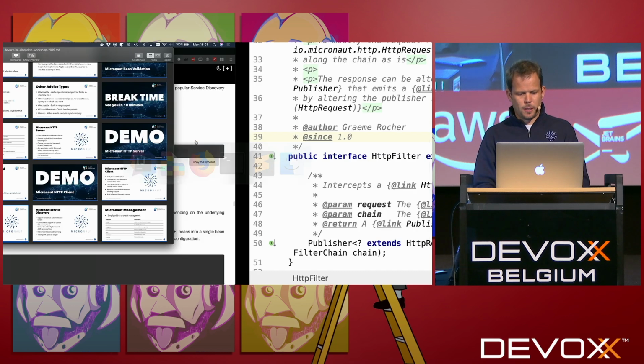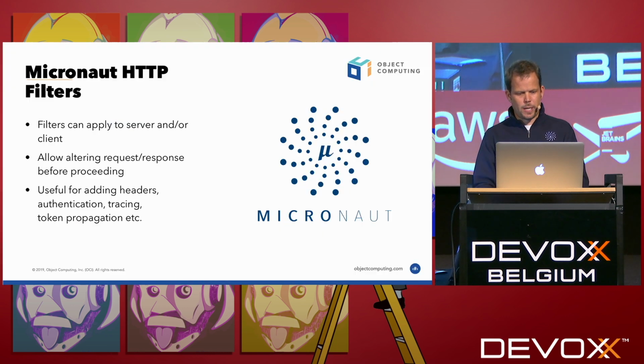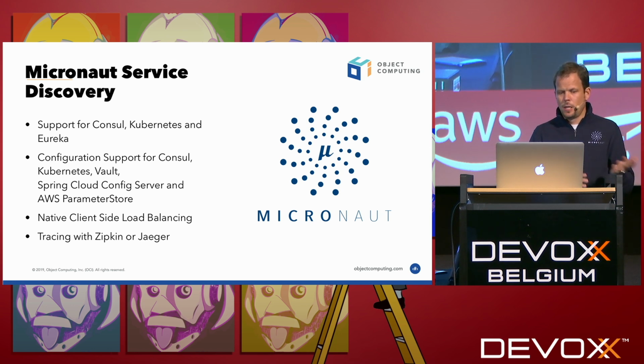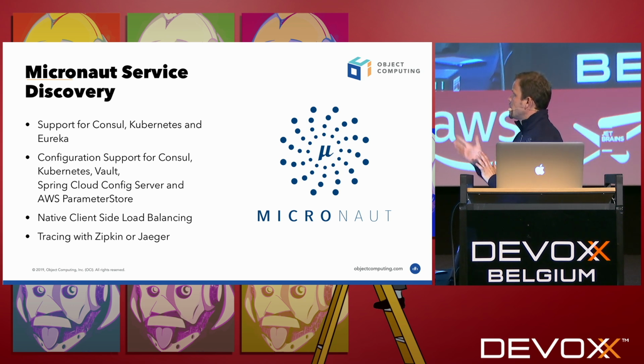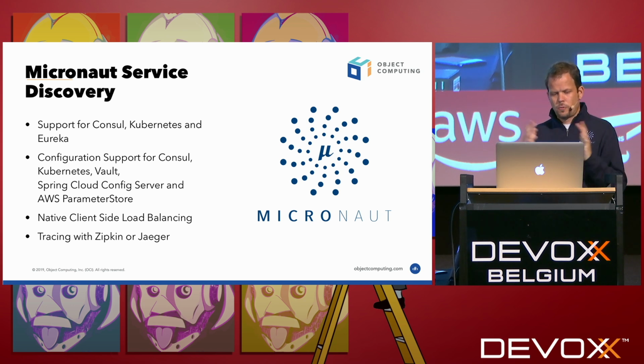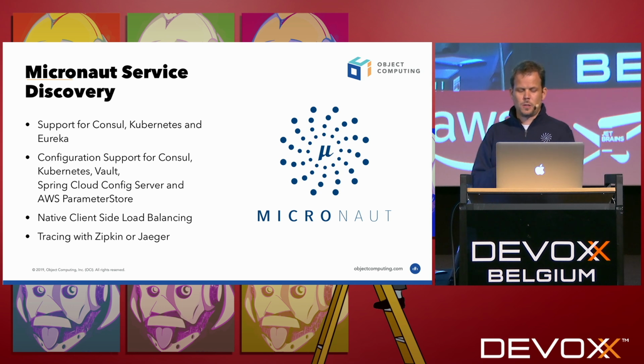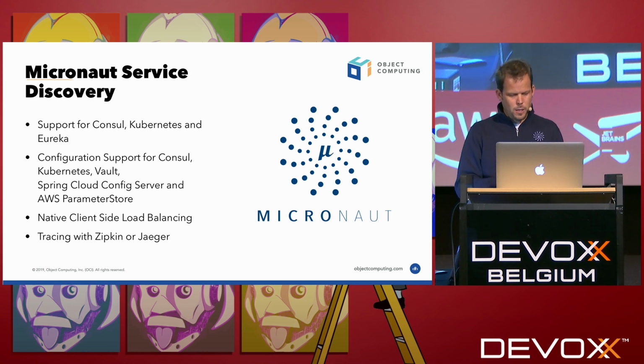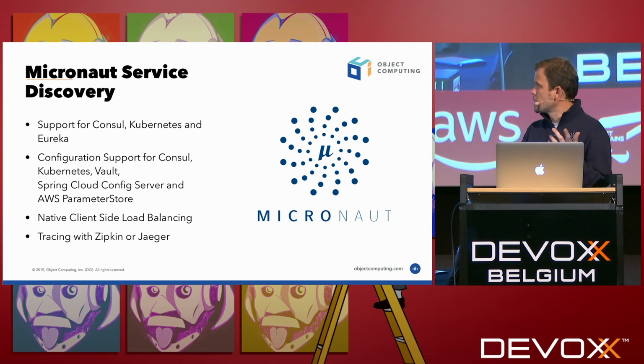So another thing to keep an eye on: Micronaut, like I said, service discovery. We have support for Consul, Kubernetes, Eureka. We also have distributed configuration support for Consul, Kubernetes, Vault, Spring Cloud Config Server, AWS Parameter Store, and native client-side load balancing, and tracing with Zipkin or Jaeger.